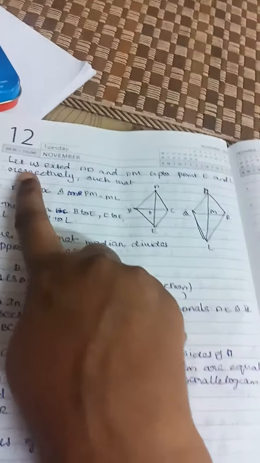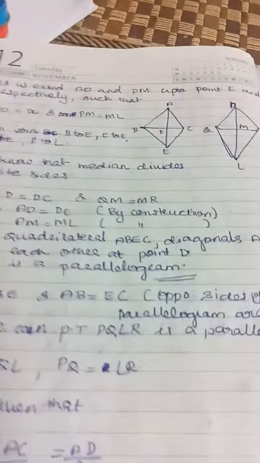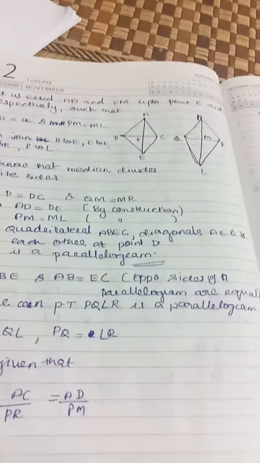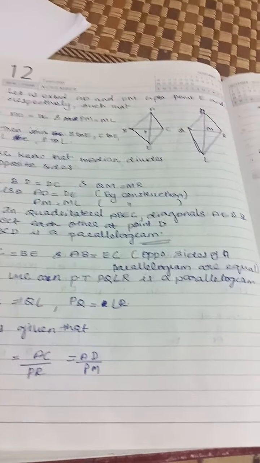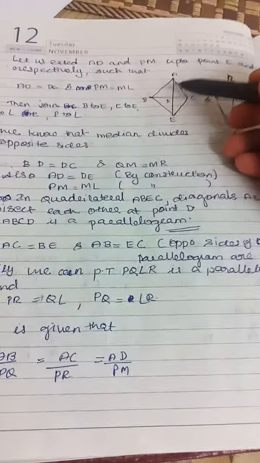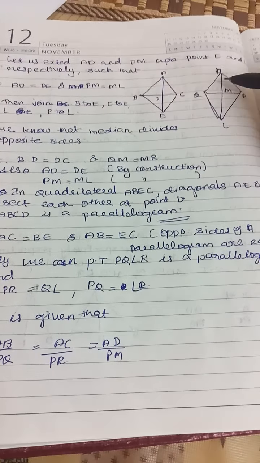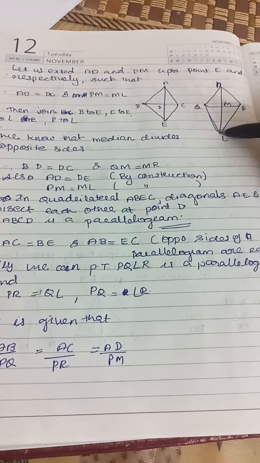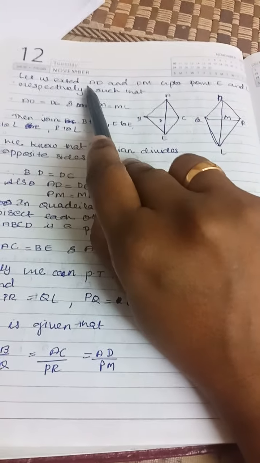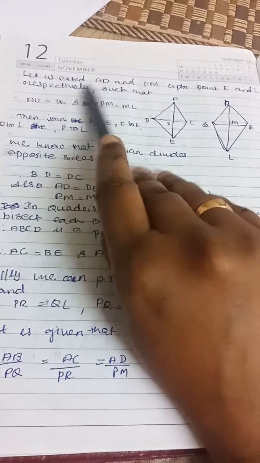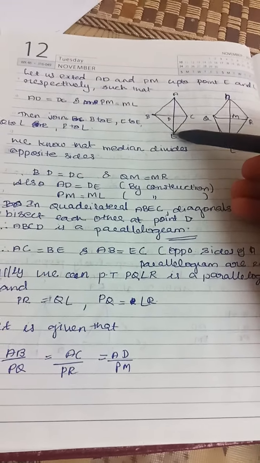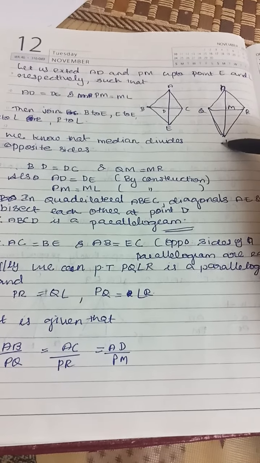Okay, so next we have to extend this figure. So let us extend AD and PM. What is AD and PM? AD and PM are medians. That means the center line, correct? So we are extending those lines AD and PM. So here AD is extending to DE and PM is extending to ML. That is written here. Let us extend AD and PM up to points E and L respectively. So this is extending to the point E. This PM is extending to the point L.